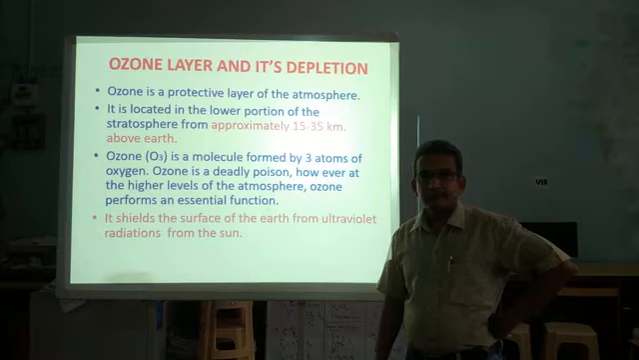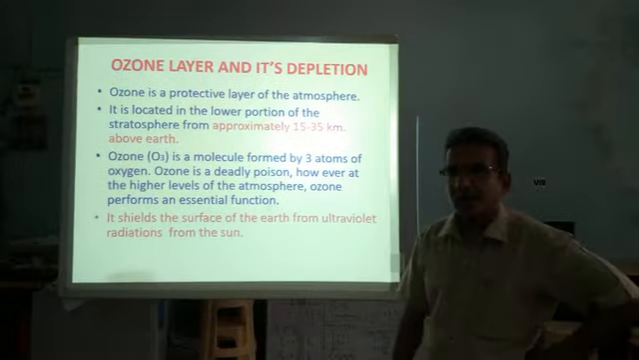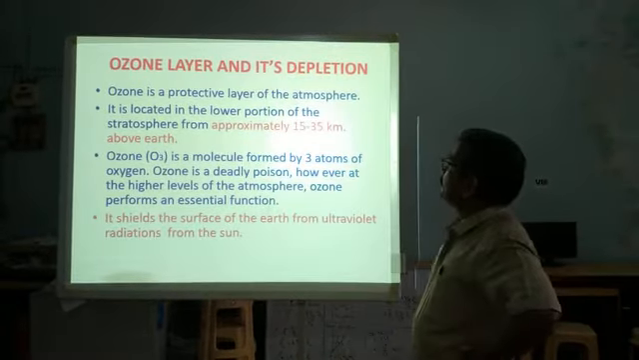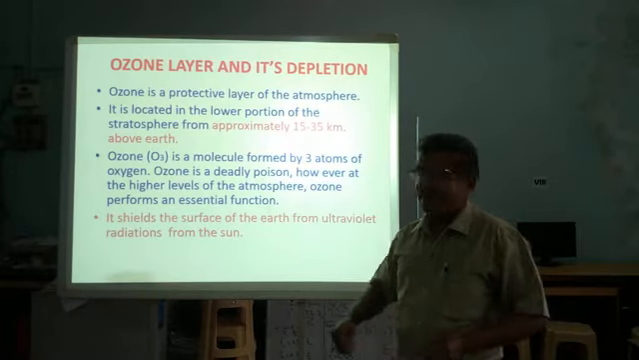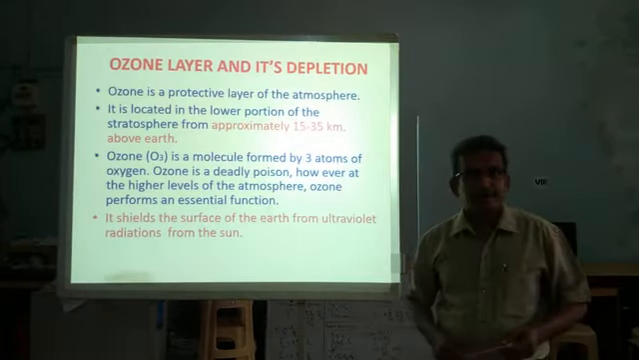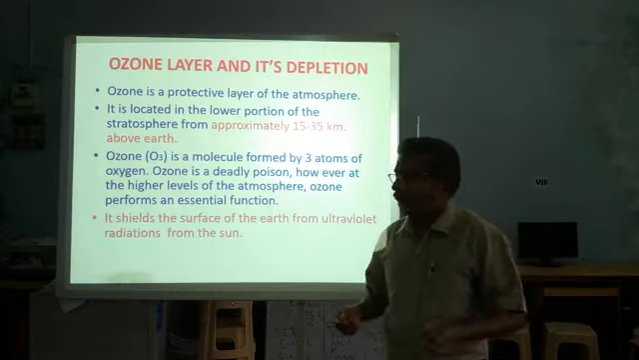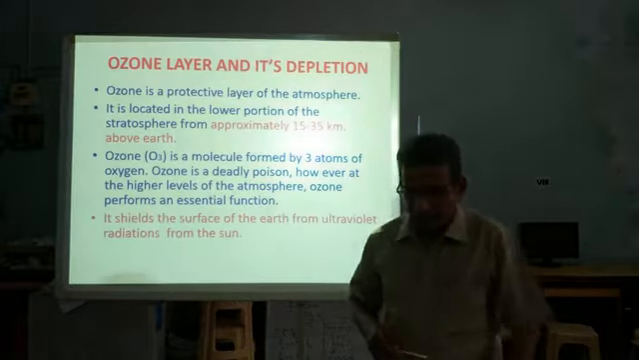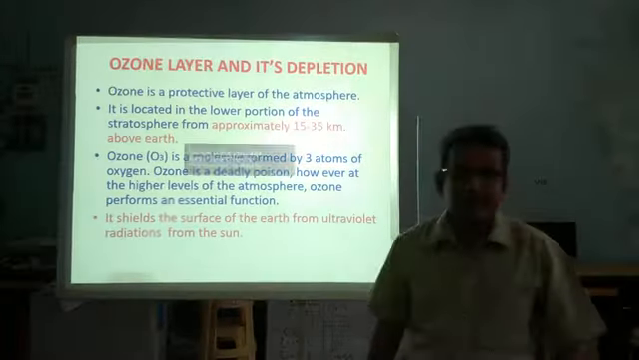Ozone. So yet another environmental problem we are going to discuss is the ozone layer and its depletion. So ozone as such is not a problem. Its depletion is a problem. It is the decline in the concentration of ozone. And it is found that this depletion is mainly because of many human activities.